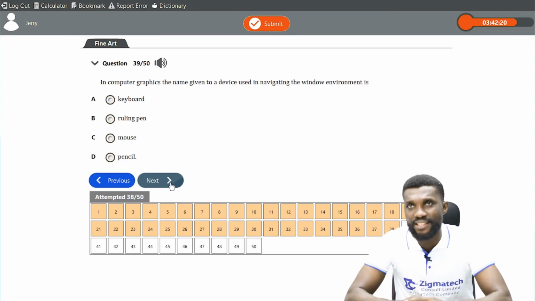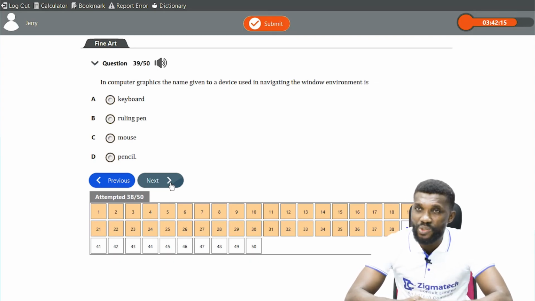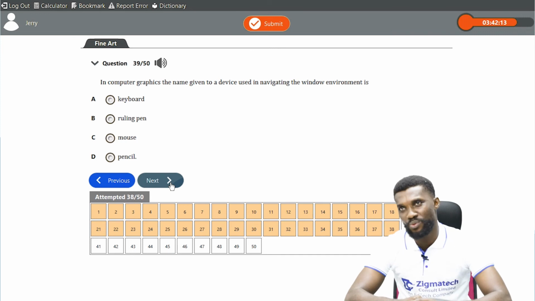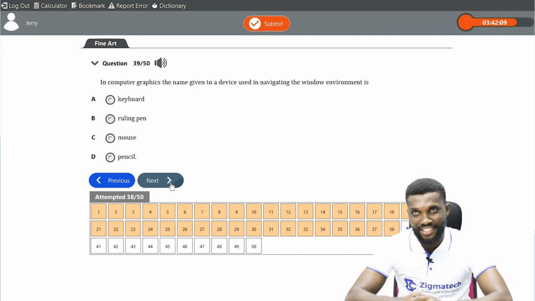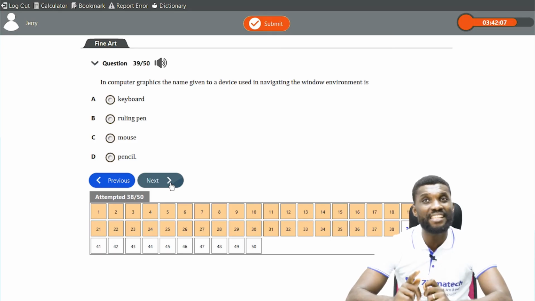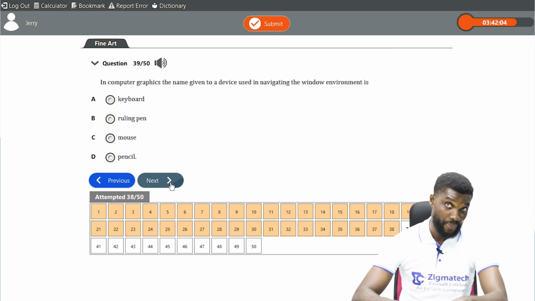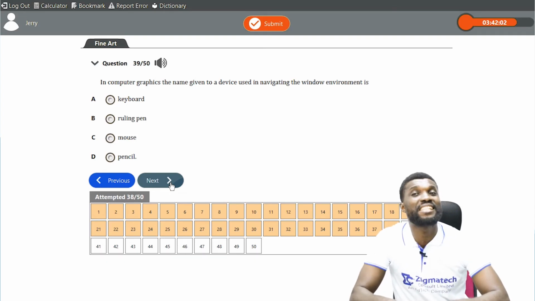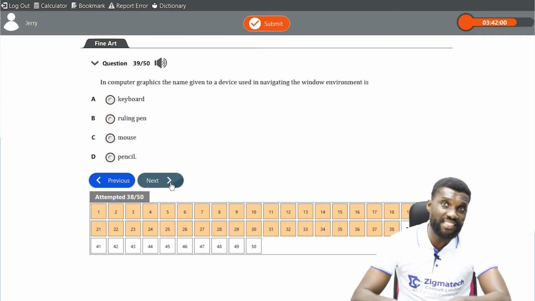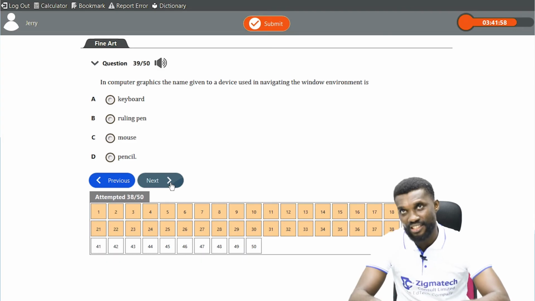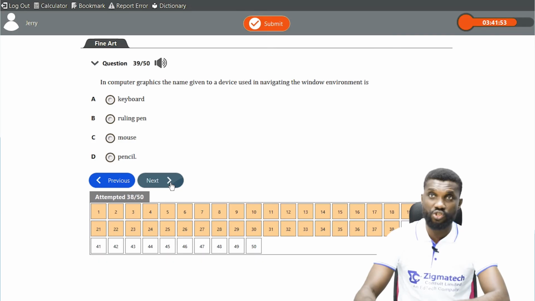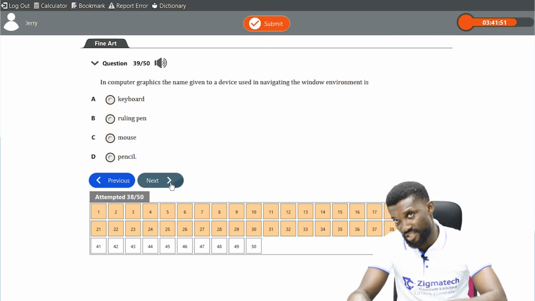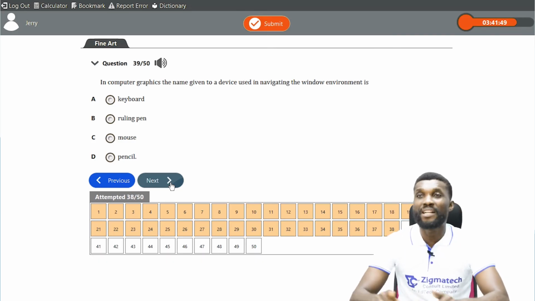In computer graphics, the name given to a device used in navigating Windows environment is dash. Now, what is a device? Devices are electronics. Some of them are mechanical. They are things you can touch. They help you. They are machines. They help you with maneuver.